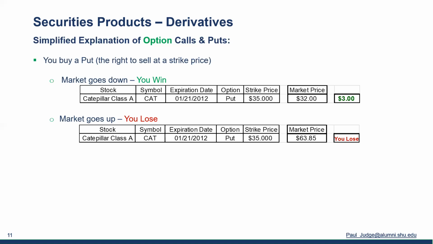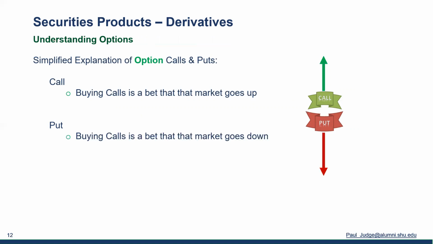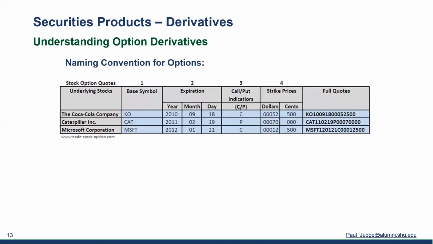And that's really it. You're betting the market goes up or not. You also have to factor in as a sunk cost, the cost of the premium. Again, say it again. Call is a bet that the market goes up for that security. Put is a bet the market goes down.